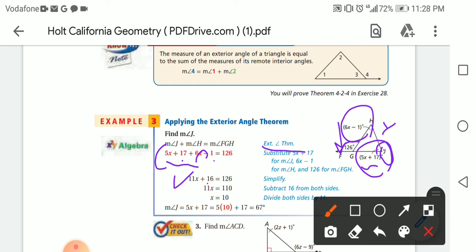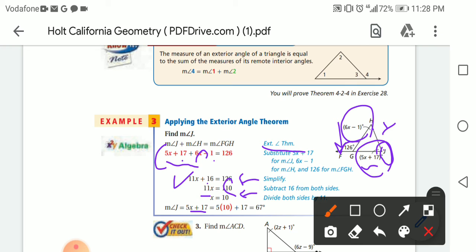I want to get rid of the 16, so subtract both sides by 16, which gives you 11x equals 110. Then I want to get rid of the coefficient of x, which is 11. 11 divided by 11 gives you x, and 110 divided by 11 gives me 10. So I have here x equals 10. Can we substitute 10 instead of x? It's right.